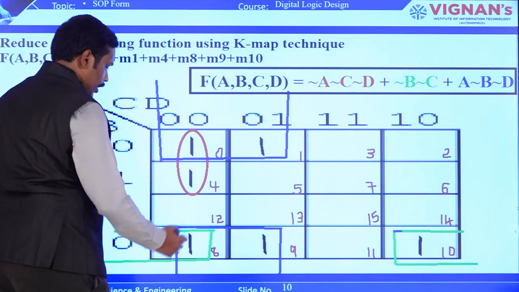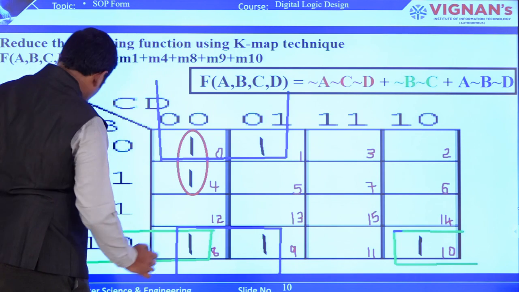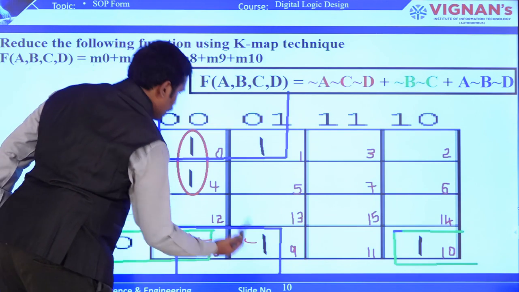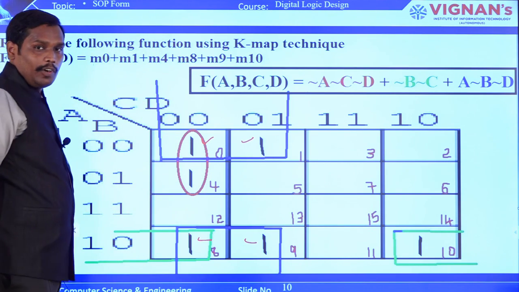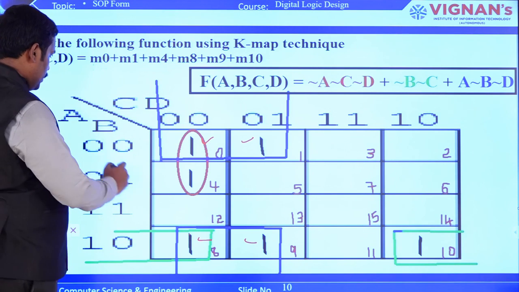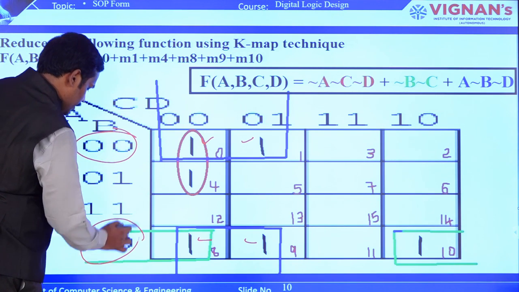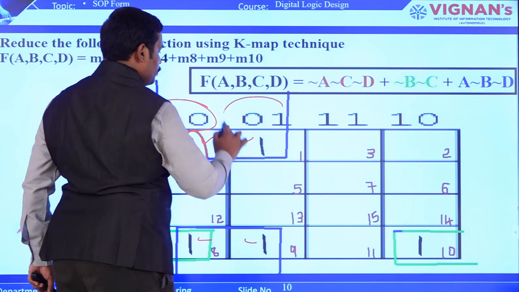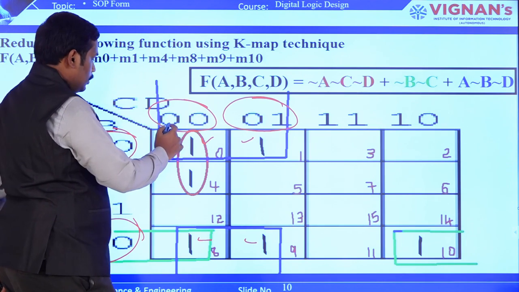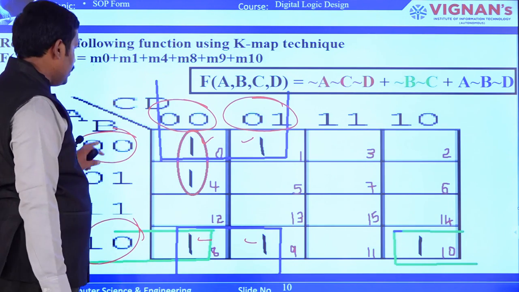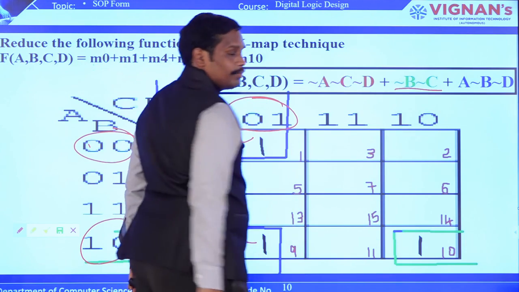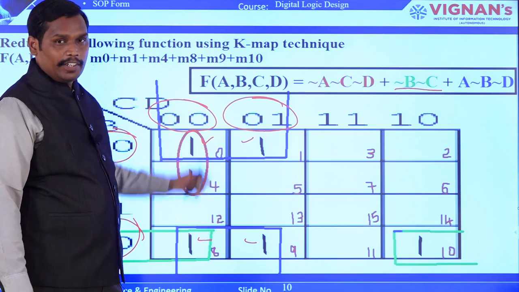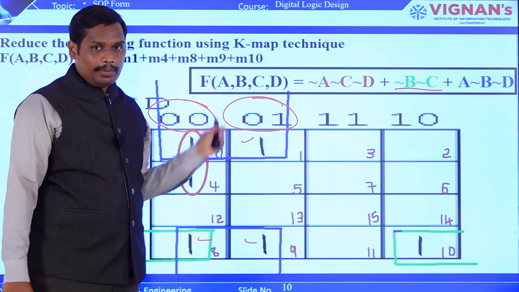Now finally we have a quad. Okay? So quad. This one and this one are forming a quad. In that quad, comparing row-wise, these two have B bar common, and when you compare column-wise, C bar is common. That is the reason why it is B bar, C bar. Okay. So this is how we have solved the given SOP expression into a simplified expression using the Karnaugh map, right?